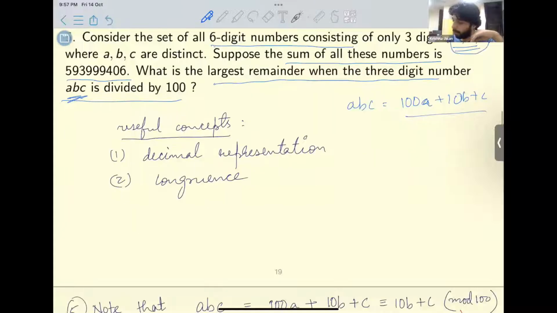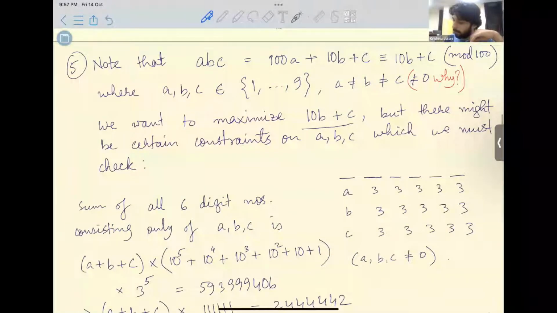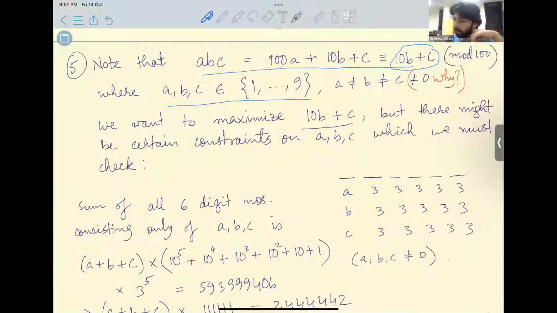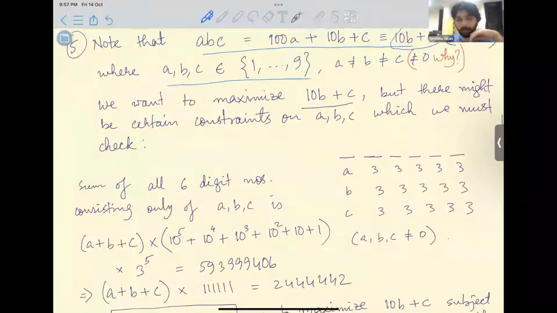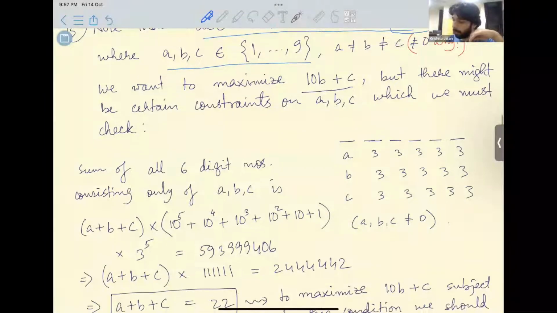So ABC is this quantity over here, and this is congruent to 10B plus C mod 100. So 100A divided by 100 is 0, so I don't care about that. So I am trying to maximize 10B plus C. Also note that A, B, C can only belong to this set, 1 to 9. And I would like you to figure out why it cannot be 0. I think it's pretty much obvious, but okay.